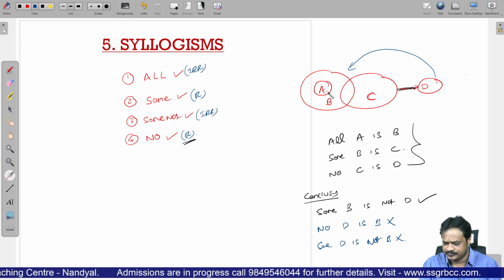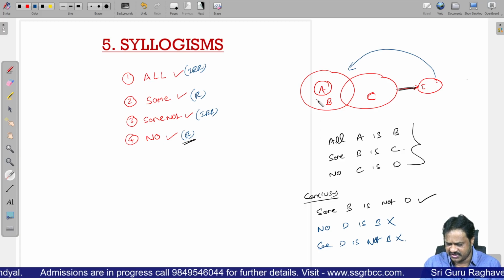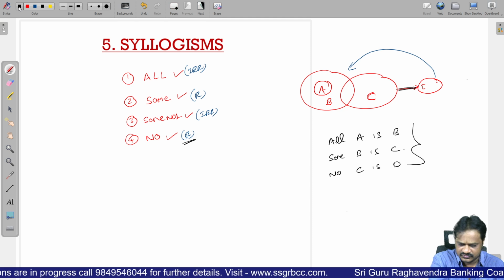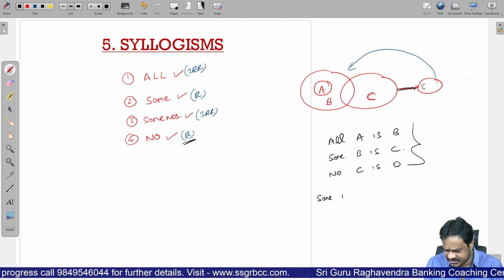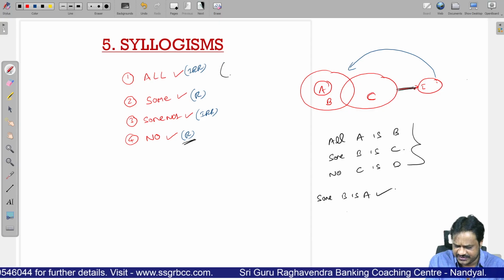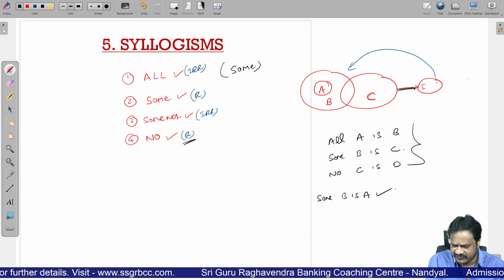Then, what about this thing? All A is B. If it is given all A is B, then if our conclusion is some B is A, it definitely follows. So, whenever all is following, some definitely follows.